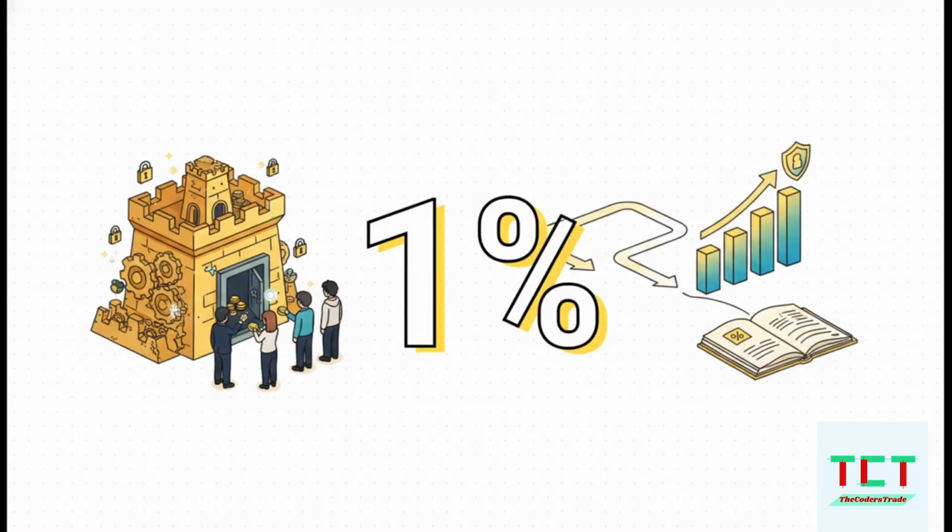And this brings us to the single most important rule in trading: 1%. You never, ever risk more than 1% of your capital on any single trade idea. If you risk more, you're not a trader. You're a gambler. At 1%, you are a business owner protecting your capital.